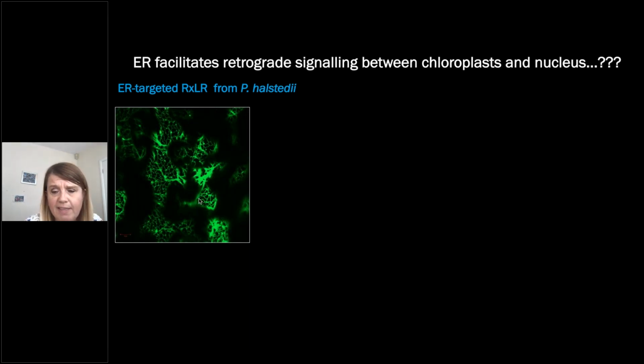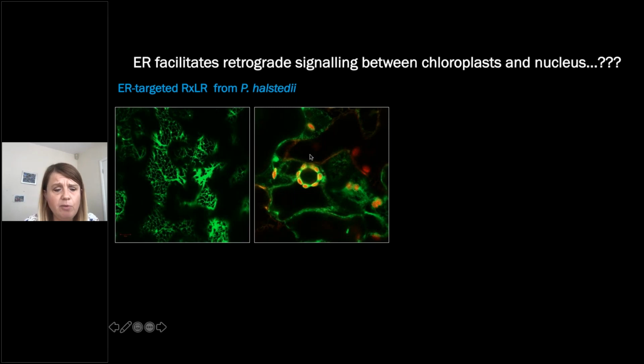However, unexpectedly, what I also saw when I expressed this effector in Benth was that the ER seemed to be intimately associated with the chloroplasts, and these chloroplasts seem to be clustering around the nucleus in the cell. And this perhaps isn't that unknown. Other people have published that they've seen this reorganization of chloroplasts during infection with both virulent and avirulent bacteria, and it's believed that this perinuclear localization of chloroplasts may facilitate retrograde signaling between the chloroplast and the nucleus.